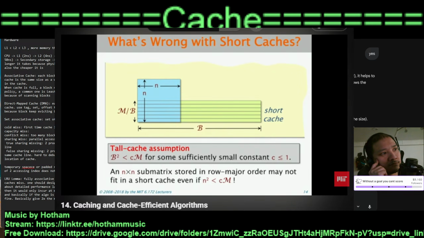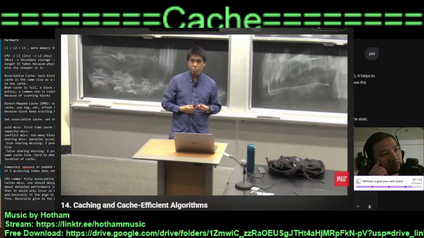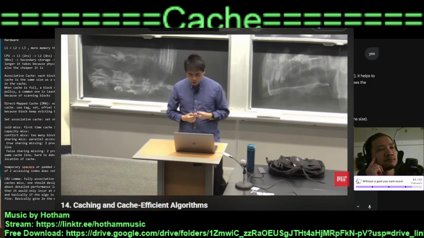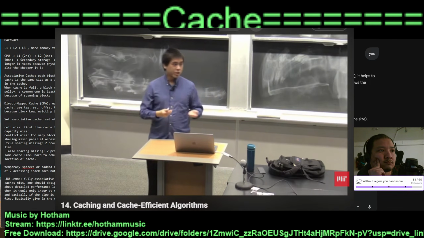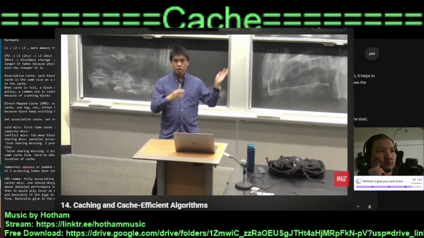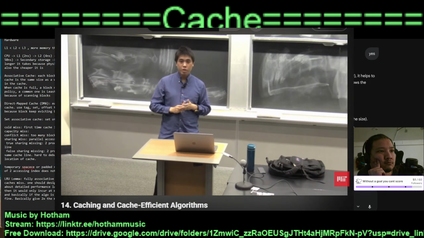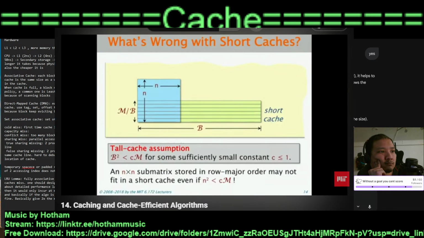And oftentimes we have to deal with submatrices when we're doing recursive matrix algorithms. So this is what's wrong with short caches, and that's why we want to assume the tall cache assumption. We can assume that because it's usually satisfied in practice. The TLB actually tends to be short. It only has a couple entries, so it might not satisfy the tall cache assumption, but all of the other caches will satisfy this assumption. Any questions?